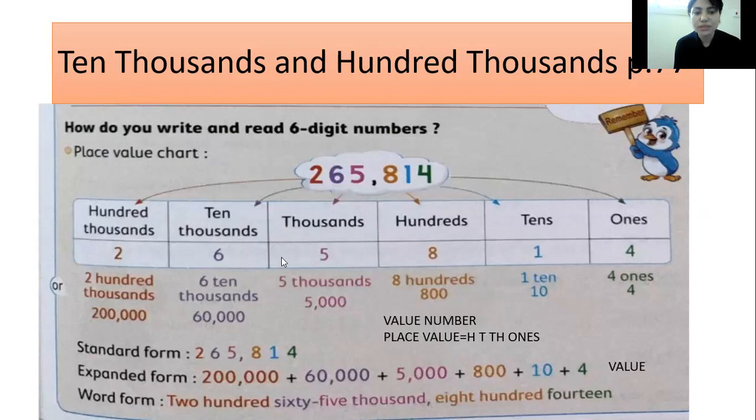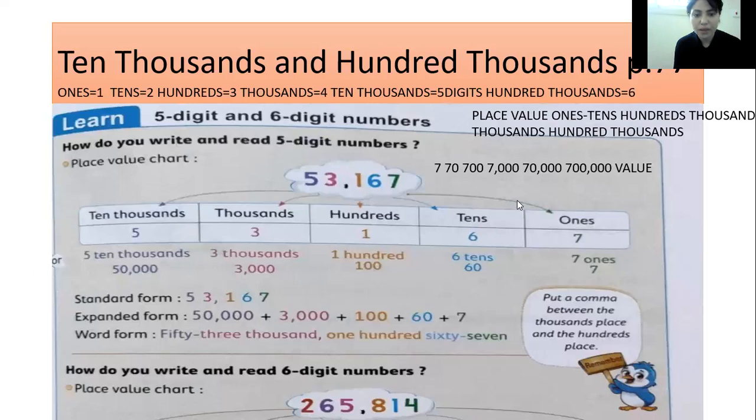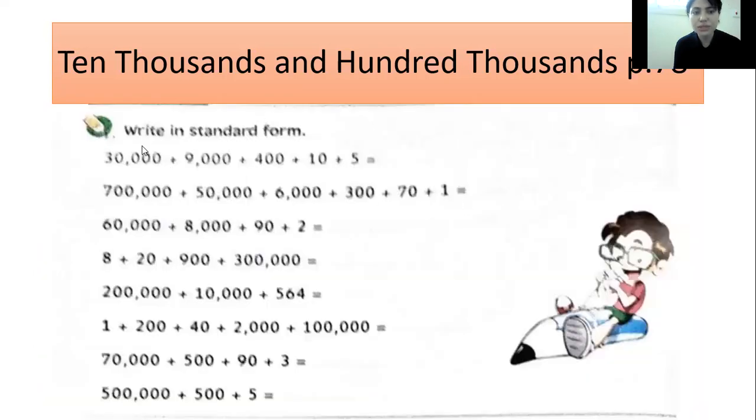Here I have 265,814. So this is the standard form, the expanded form by the value. Hello 2, how many numbers do you have? 1, 2, 3, 4, 5. So I write 5 zeros. Hello 6, how many numbers do you have? 1, 2, 3, 4. So I write 4 zeros. In here 265,840.